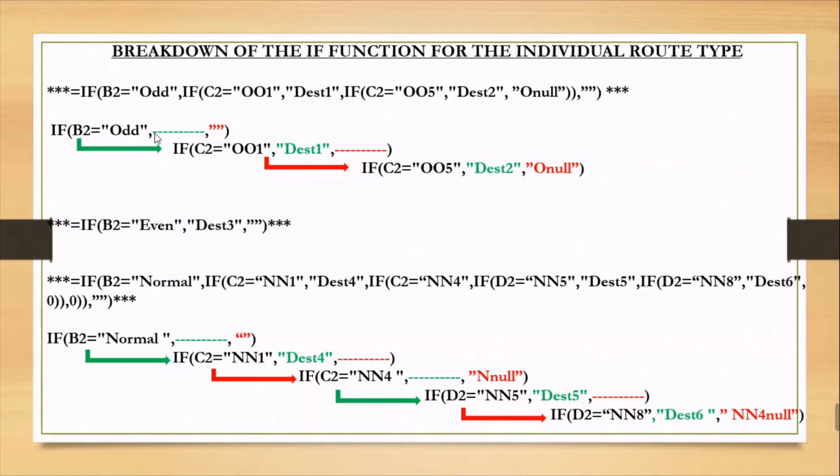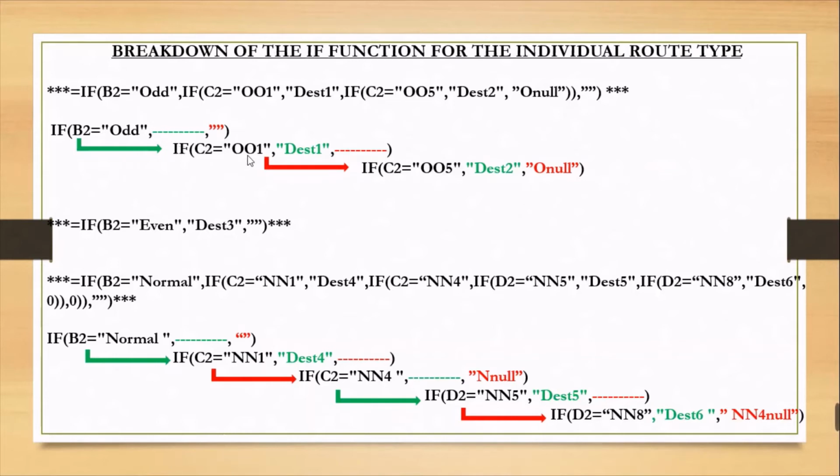The odd route type goes as follows. If B2 is equal odd, you take the true part. If it's not equal odd, you take the false part. So the green represents true, red represents false. So we're saying it's true.